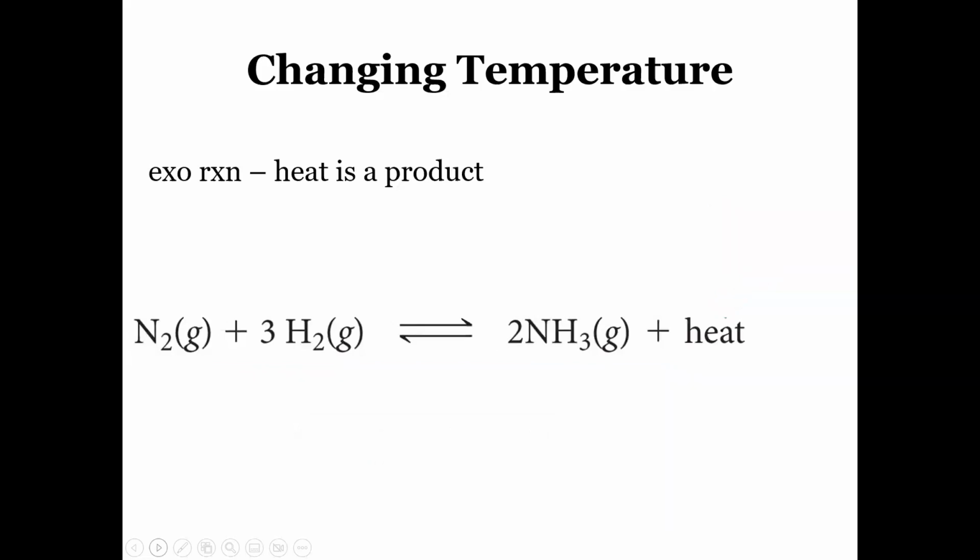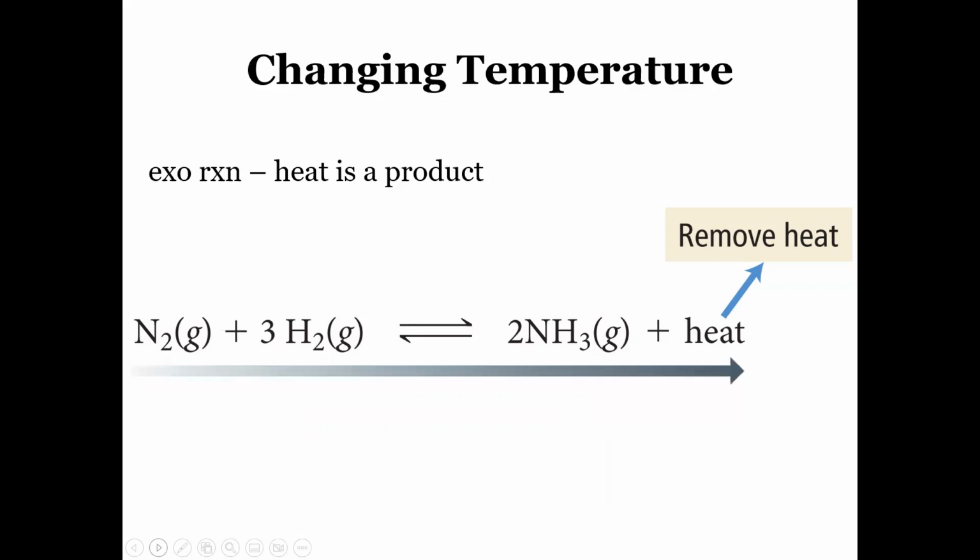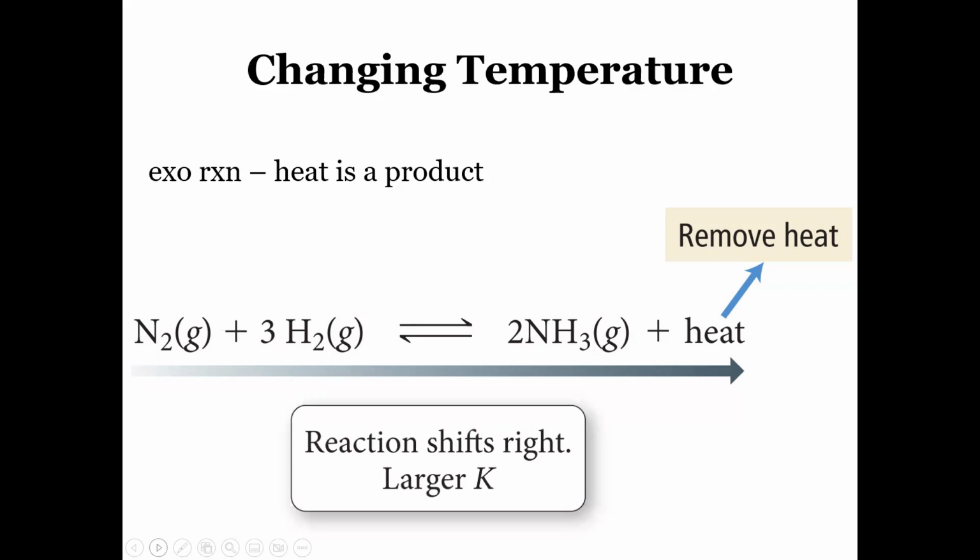Now, in that same exothermic reaction, if heat is removed and taken away, remember we said if you remove something, you have to replace it. So if we take away heat in an exothermic reaction, it would shift towards the direction that heat's on, so towards the products to replace that heat. The reaction shifts towards the right. There's more products when we're shifting towards that direction, so that would result in a larger K value.